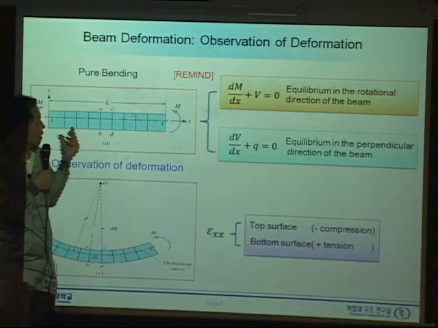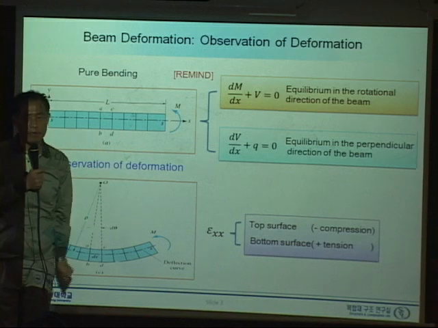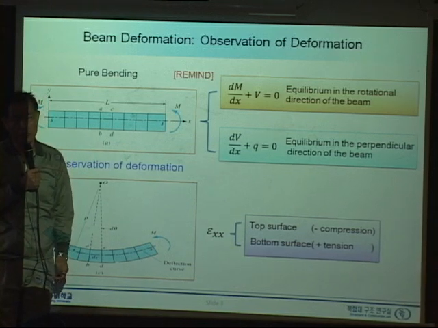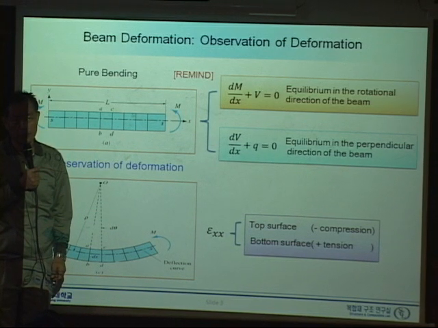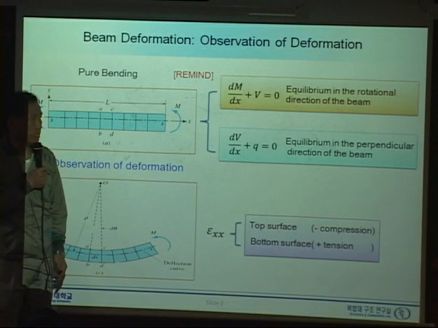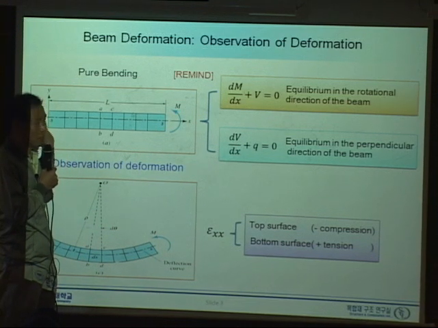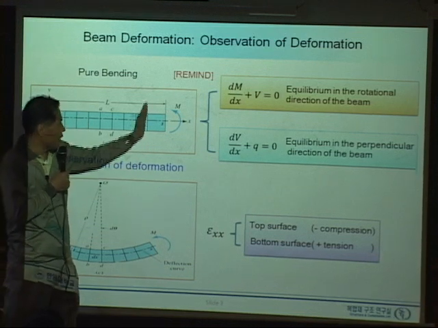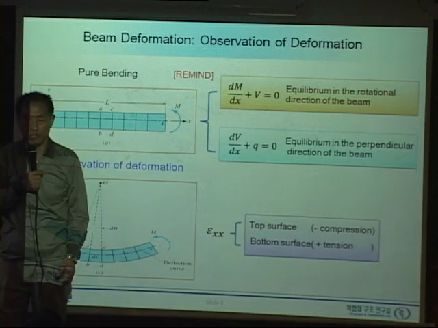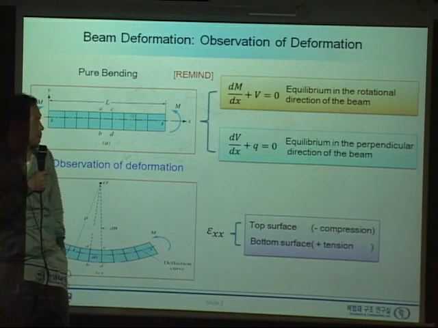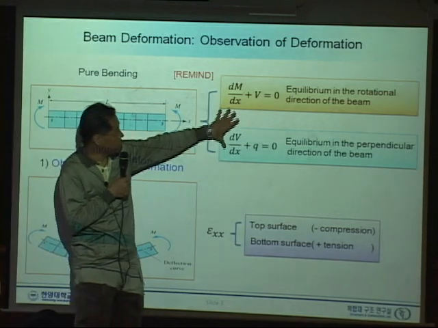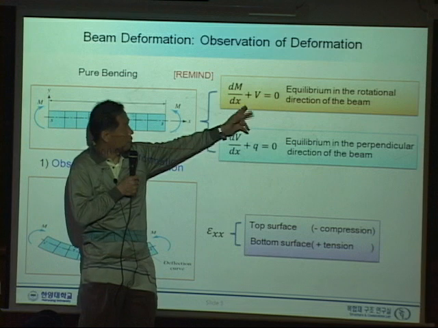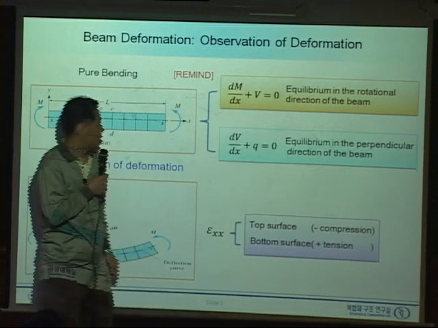Let's say this is the beam and it is subject to a pure moment. Again, in the pure moment state, the bending moment does not change and is always constant. Any cross section has the constant bending moment. These two equations are just a reminder of those two equilibrium equations.